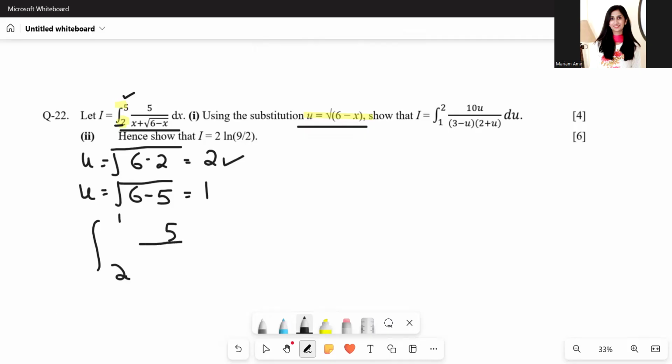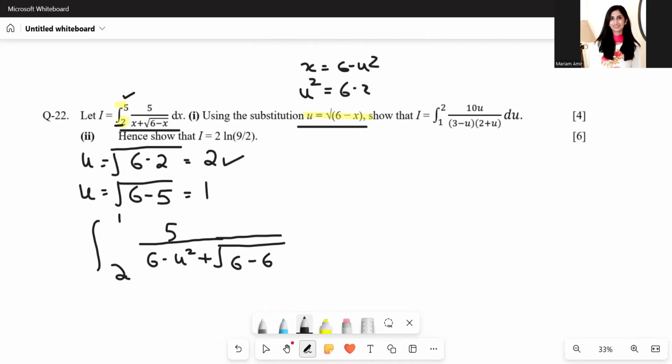Then we have 5 upon, in place of x, we're going to write, we first get u squared equals 6 minus x. And then when we rearrange that, we get x equals 6 minus u squared. So let's write that. 6 minus u squared plus the square root of 6 minus x would be 6 minus 6 plus u squared, which gives the square root of u squared, which is just u. So we get minus u squared plus u plus 6. And we have limits 1 to 2.